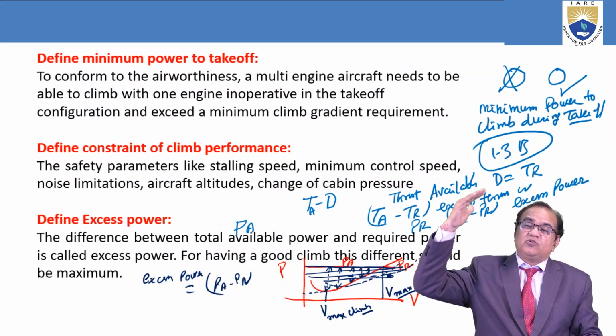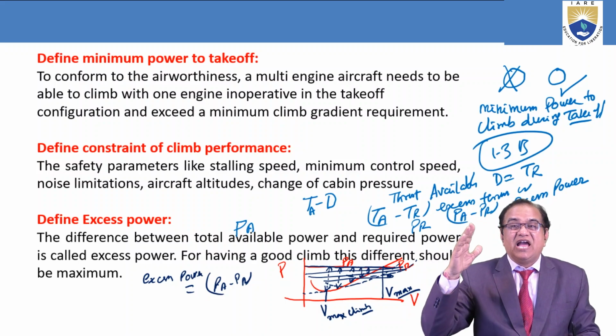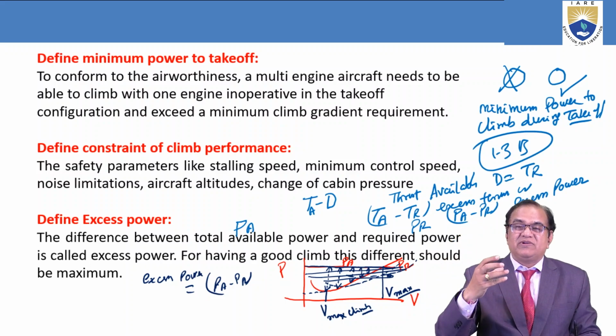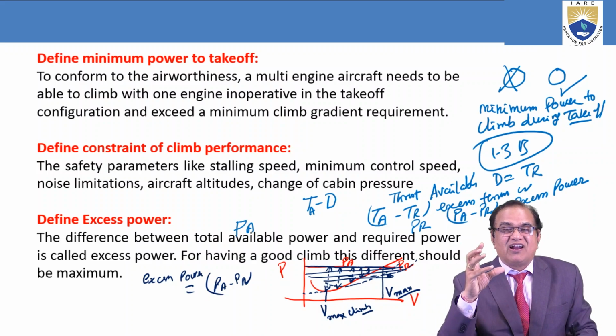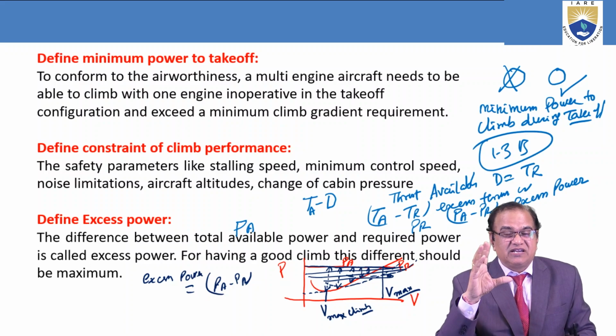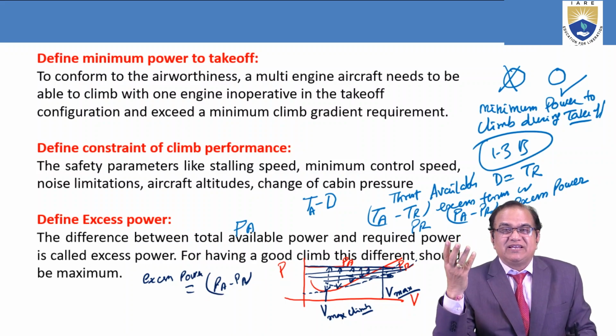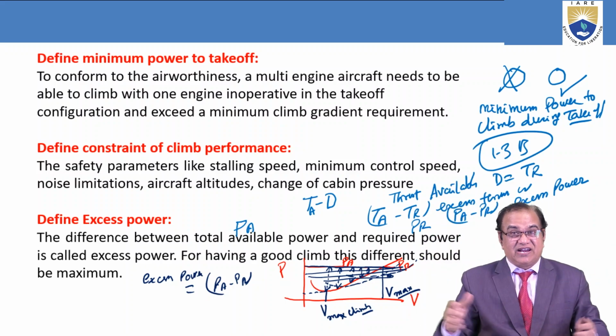At the service ceiling, your rate of climb will be 100 feet per minute. As you go above that, one point will come where a zero rate of climb will be experienced. That point is called the absolute ceiling. And where you have the 100 feet per minute, that height is called the service ceiling. So the service ceiling and the absolute ceiling depend upon how much power is available from the engine. If you have a very high power engine, then your absolute ceiling will be very high, and your aircraft can fly at a higher altitude.